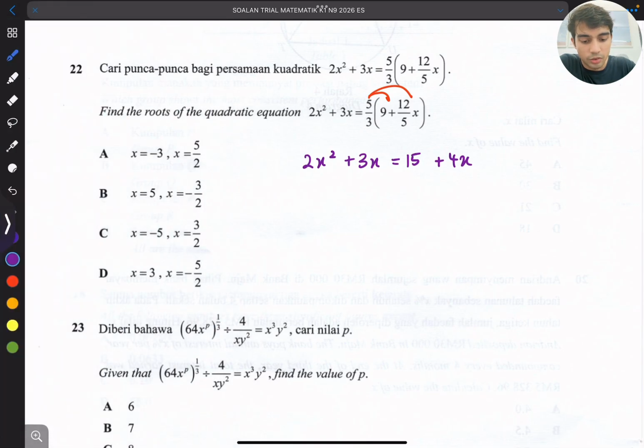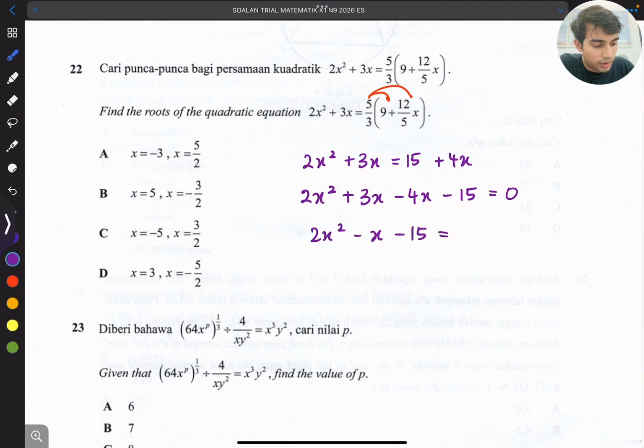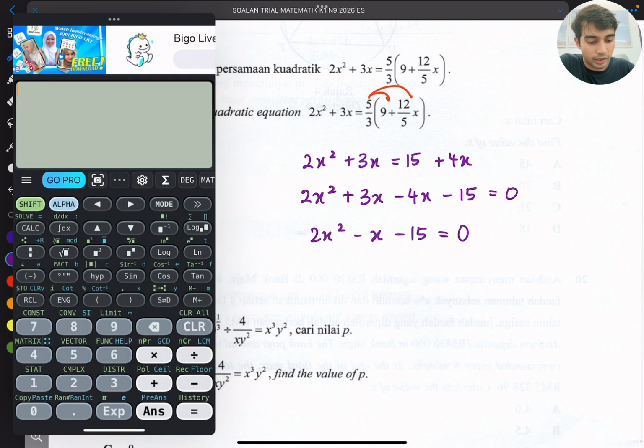Then we bring all of this to one side. We make this side equal to 0. So 2x squared plus 3x minus 4x minus 15 is 0. 3x minus 4x is negative x. So minus x minus 15 is 0. Then we factorize.